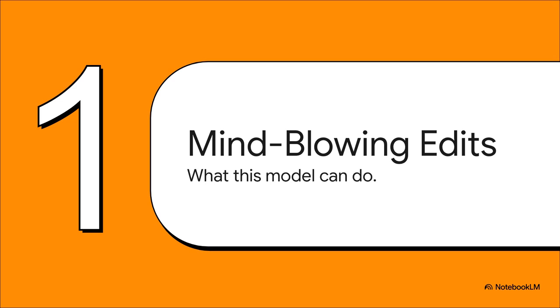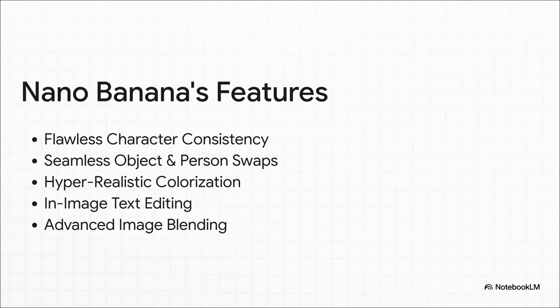So what can this thing really do? Let's get into the good stuff and look at the actual results because, honestly, they're pretty unbelievable. It really excels in a few key areas that other AIs struggle with. Things like keeping a person looking exactly the same across different images, swapping out people and objects flawlessly, restoring old photos, even editing text that's inside a picture. Let's break these down one by one.